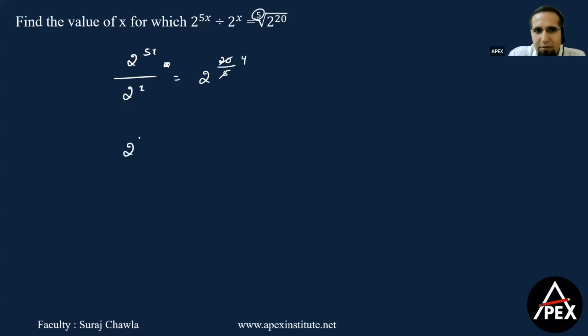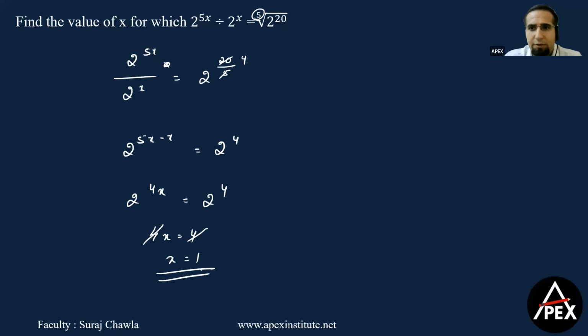So this can be written as 2 to the power 5x minus x is equal to 2 to the power 4. Or we have 2 to the power 4x is equal to 2 to the power 4. Now the bases are same. If the bases are same, we have 4x is equal to 4 or the value of x is equal to 1 here.